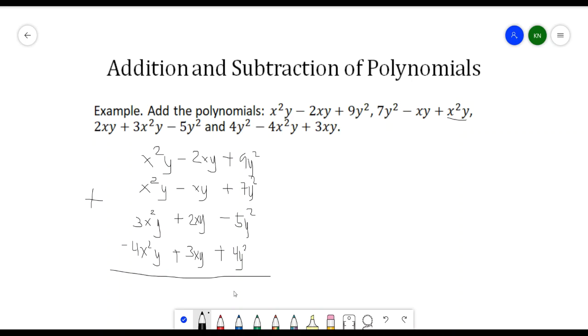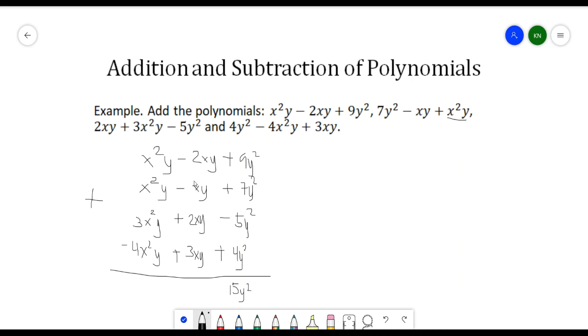So, let's start following the same format as how we perform addition with constant numbers. We'll also start from the right. So 9 plus 7, that is 16, minus 5, that is 11, plus 4, that is 15. So meaning to say we have 15y squared. Since they have the same base and exponent, you just have to copy that one.